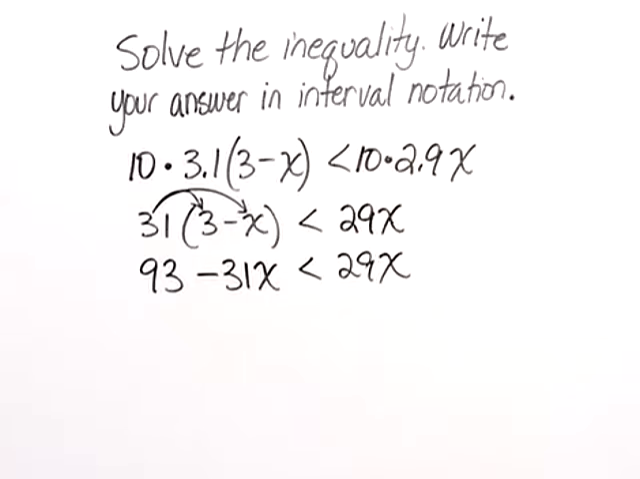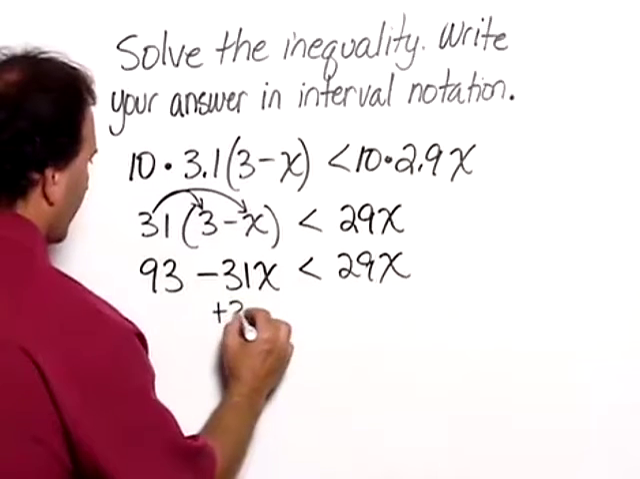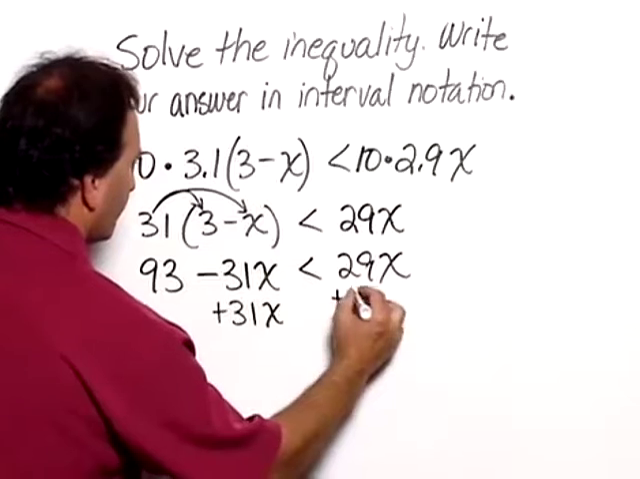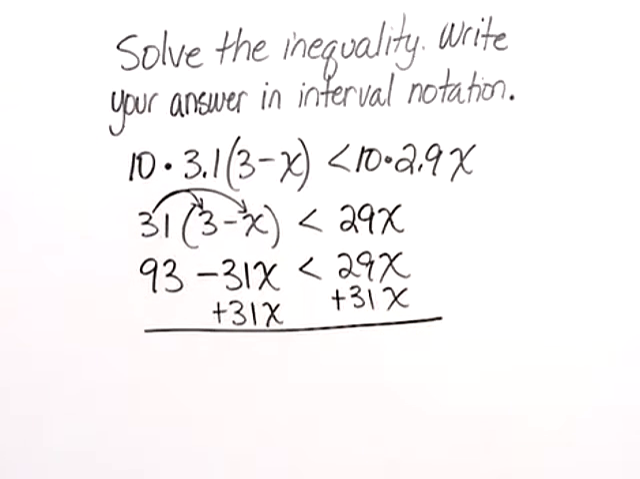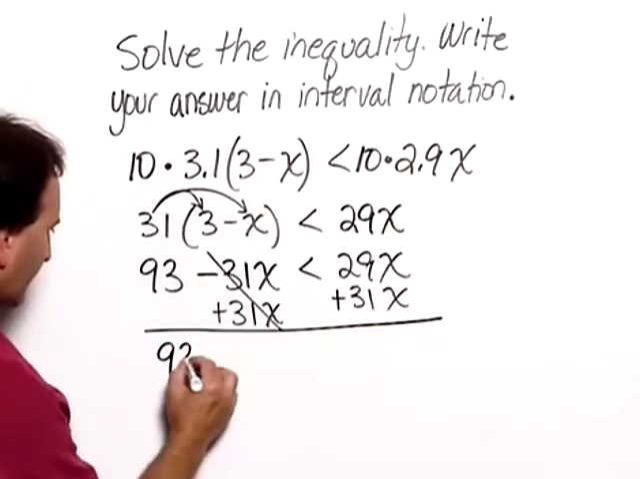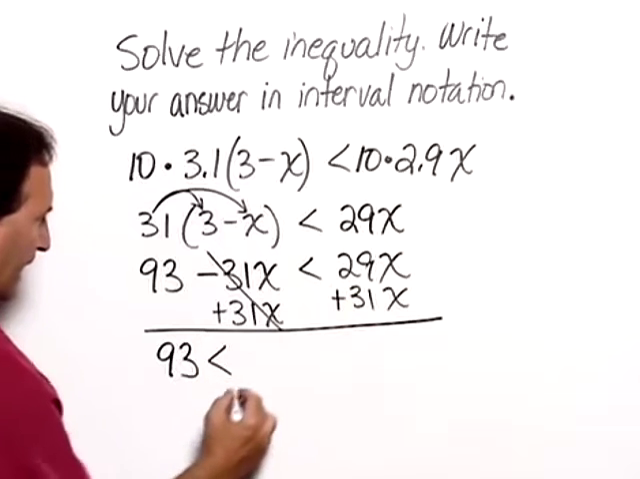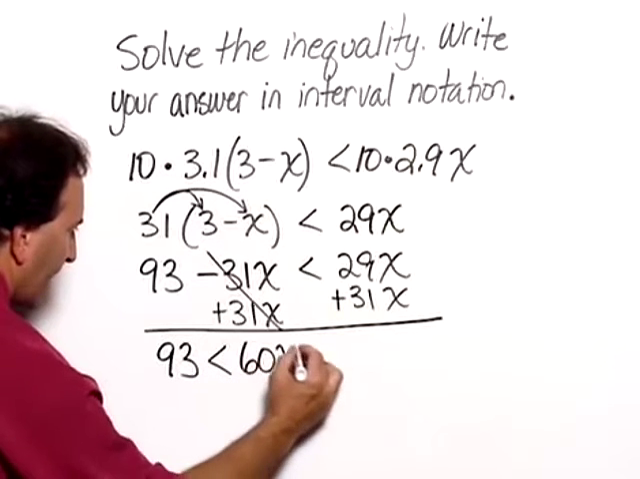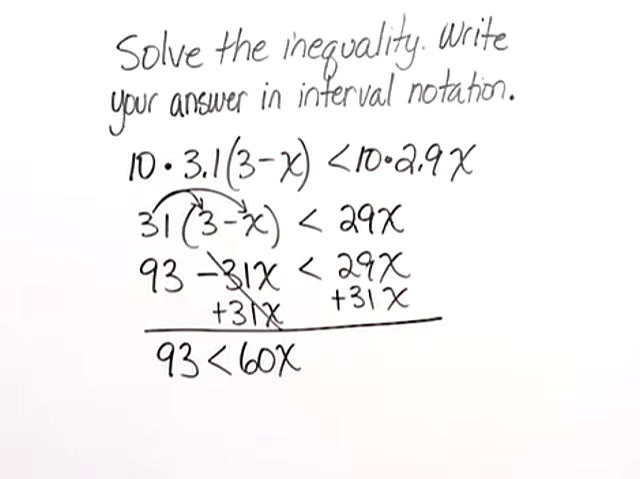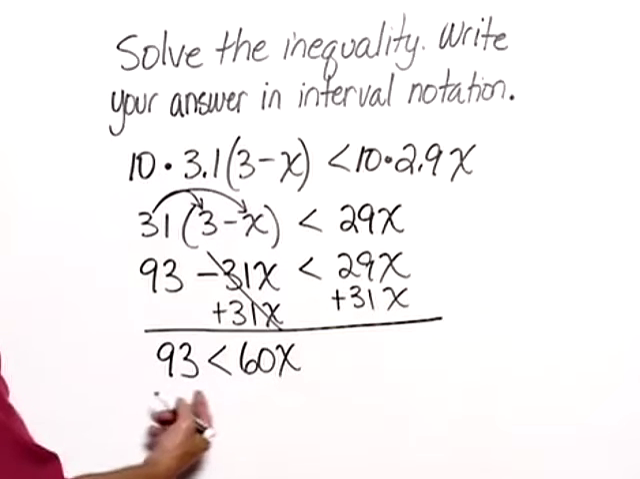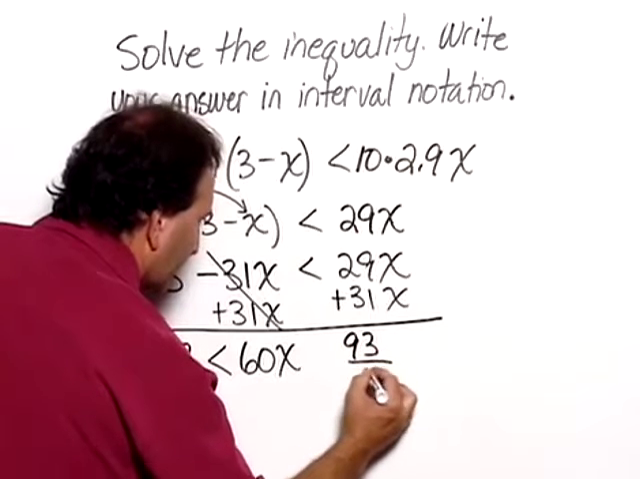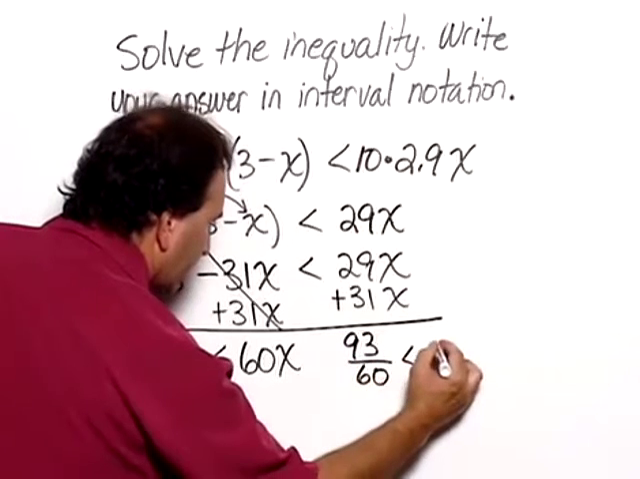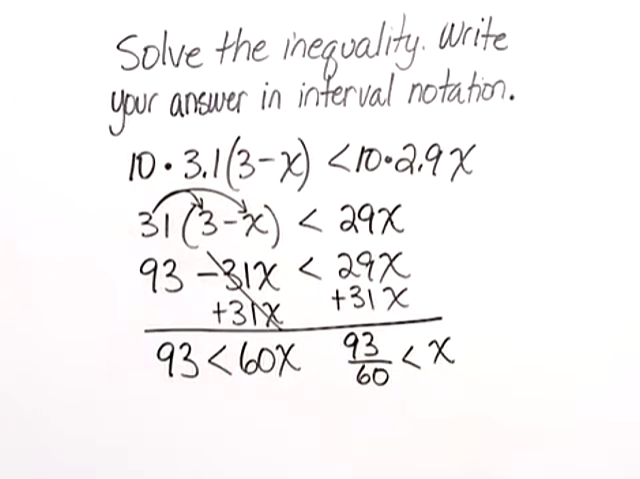Now we need to add 31x to both sides. Let me do that vertically this time. And what that gives us as a result, because those sum to 0, is 93 is less than 60x. We have to divide both sides by 60. And so that would give us an answer of 93 divided by 60 is less than x.